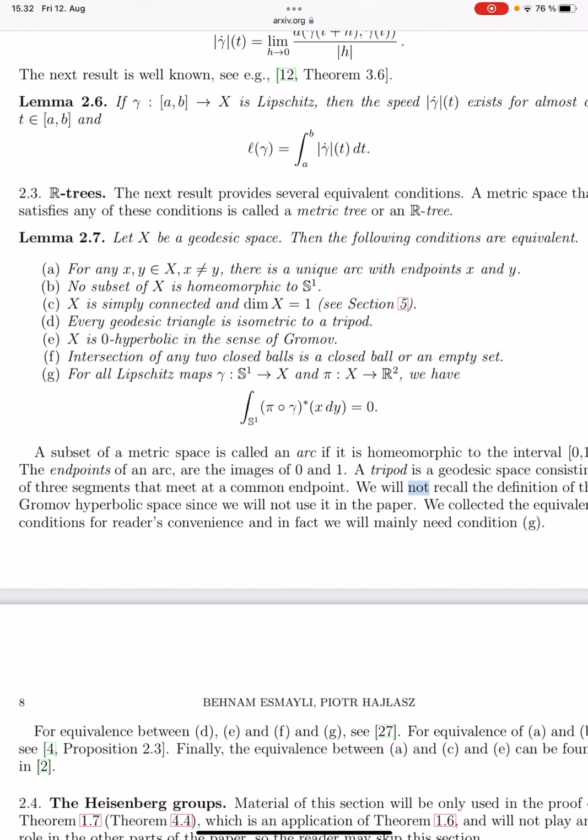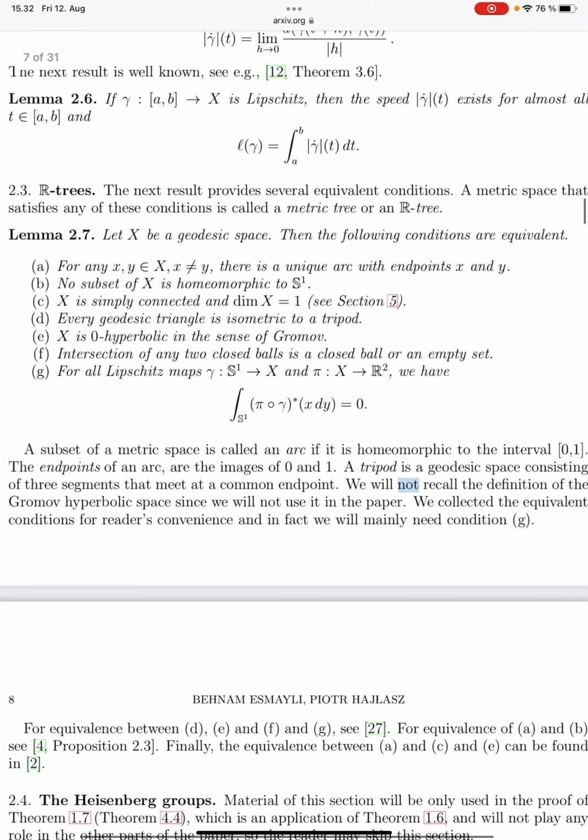We have talked a lot about this in the curves on metric spaces thing, because this concerns curves. So we start with a space that is geodesic, a metric space that is geodesic. Then we call it a metric tree if any of the following conditions is satisfied, because all of these conditions are equivalent. So let's see, for any x and y, there is a unique arc with endpoints x and y.